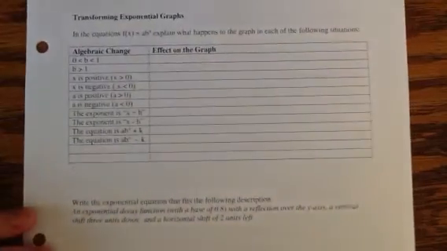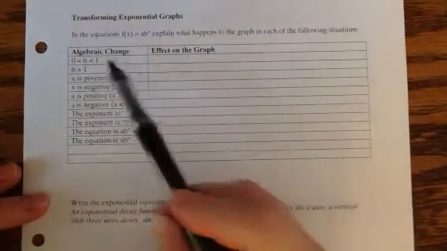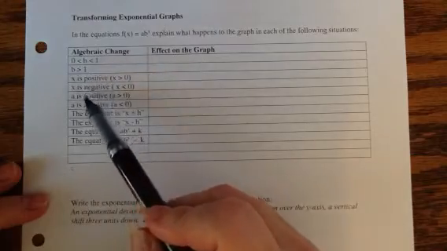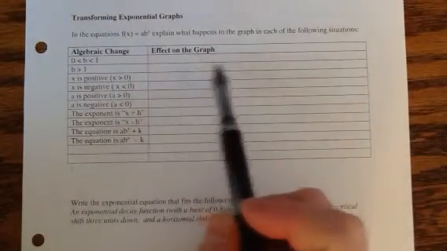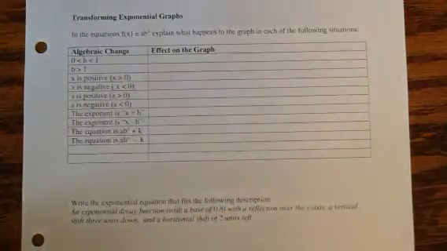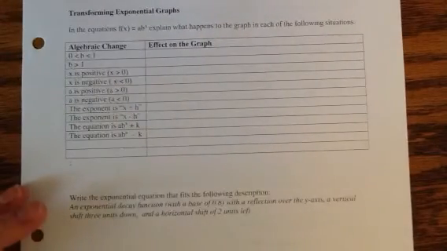Okay, so what you're going to do is stop the video, and you and your friends are going to try to fill out this table and describe what happens when all of these algebraic changes happen. You're going to write down in words the effect on the graph, and you're going to go back to Edmodo and check the next video to see if you were right.